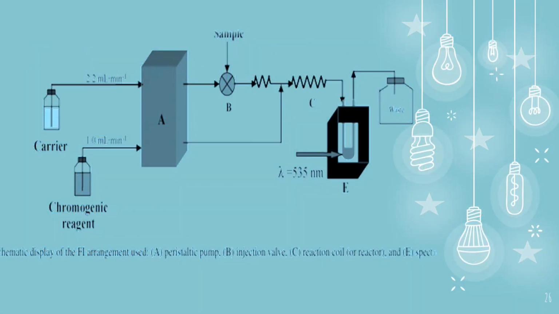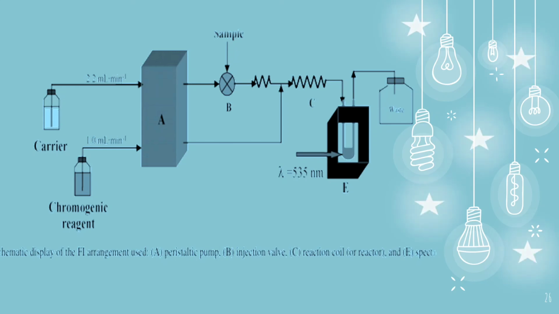Here is the schematic display of the FI arrangement used. At A is the peristaltic pump, at B is the injection valve, and at C is the reaction coil, or we can also call it a reactor. Basically, the flow injection method was discovered by Ruzicka and Hansen. The flow injection method is an approach to chemical analysis. Basically, it is accomplished by injecting a plug of sample into a flowing carrier stream.